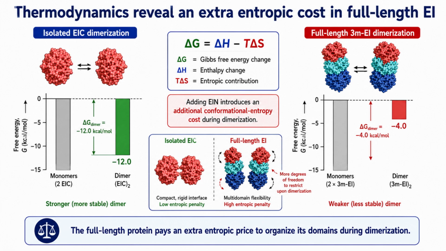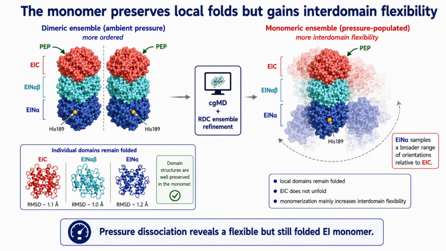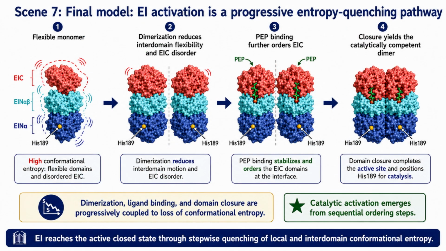To understand that cost structurally, we combined coarse-grained molecular dynamics with RDC-guided ensemble refinement. The resulting monomeric ensemble showed that the individual domains remain folded. The EIC domain does not unfold. Instead, the major effect of monomerization is increased interdomain flexibility, especially a broader range of orientations of the EIN alpha domain relative to EIC. This leads to the final model.